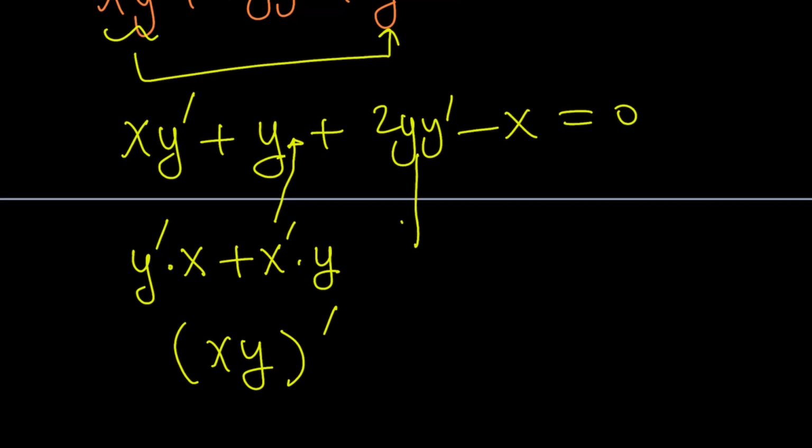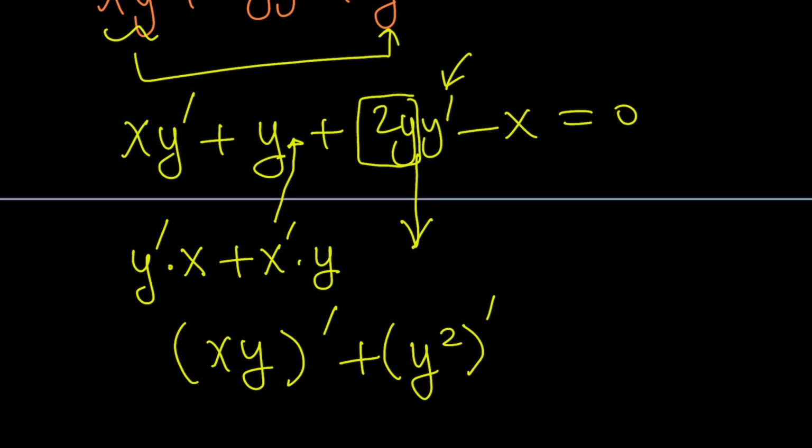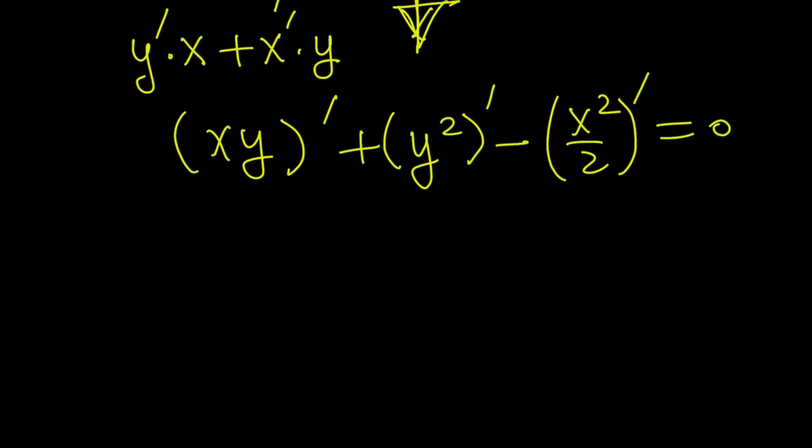And this guy over here is going to be the derivative of y squared. And why is that happening? Because if you differentiate y squared, you're going to move the y to the front. So think about it this way: the 2y is the derivative of y squared, but from chain rule, we also have to multiply by y prime. That's why this is exactly the derivative of y squared, and then x is the derivative of x squared over 2. In other words, we integrated everything, and this is what we got.